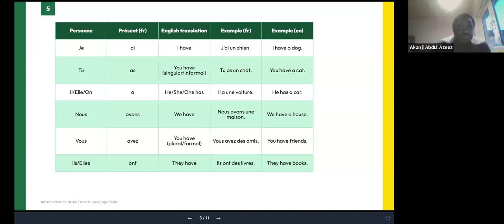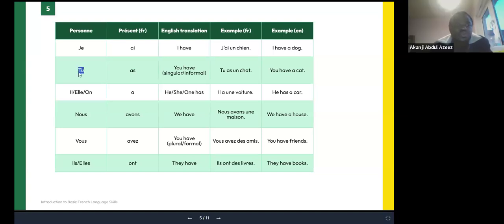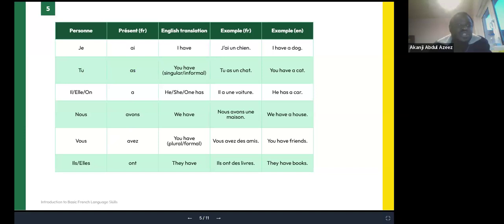You understand? Now, the second one we have here is tu. If we add the tu together, tu as, we will not pronounce the s, but we'll pronounce it as ah. Tu as. So now let's go back to the noun we use in je. We say dog, right? What do we call dog? Chien.